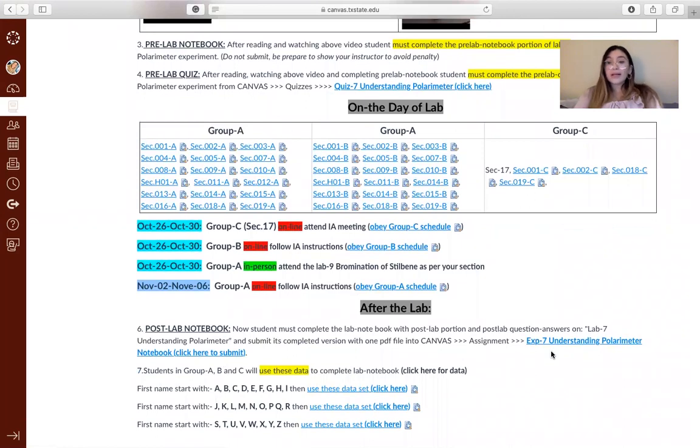Your post-lab notebook, like I said, make sure you time yourself with it and turn it in on time. It is due every Sunday at 11:59. This is the data that's going to be used depending on your first name. We can take a look at it afterwards, but first I want to show you the PowerPoint presentation.